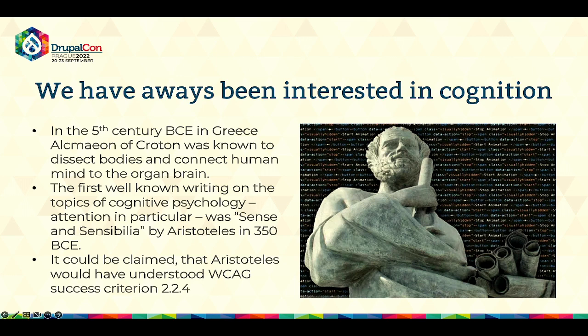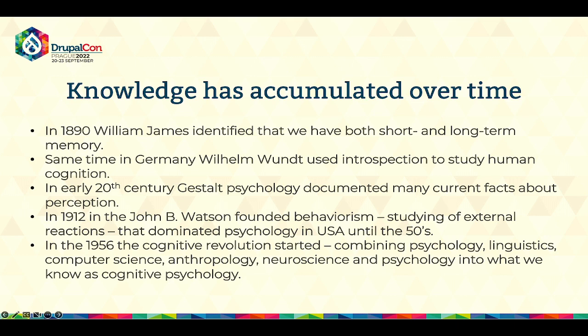Because the topic is there, it's only applied to the web. So the knowledge about cognition has accumulated over time. In 1890, William James, I think it was in the USA, identified that we have both kinds, short-term and long-term memory. And that's something that we still believe. So there's a different short-term and long-term memory.